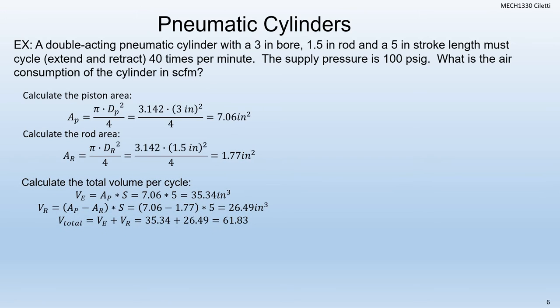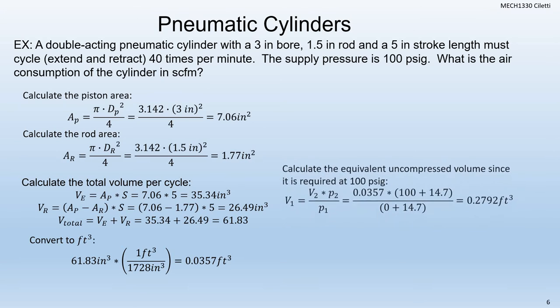Then we have to calculate our extension: area of the piston times our stroke length. And then the difference in the area times the stroke length. Then we get our total by combining them, because that's our full extension and retraction. So when we calculate, that's the total volume per cycle. Then we have to convert to cubic feet, because we're in cubic inches.